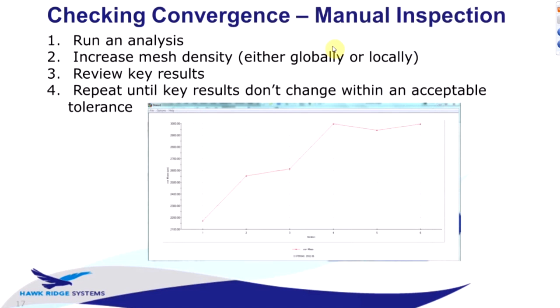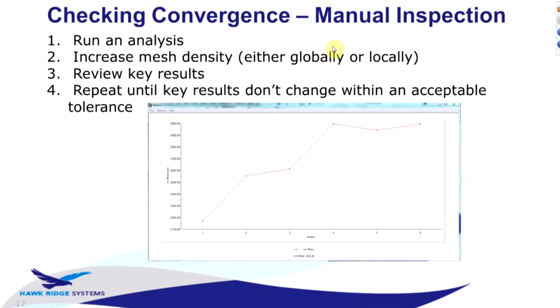So just to dig a bit deeper here, again, the manual inspection method would really be basically to run an analysis and then go back and increase the mesh density, either by putting mesh controls in or just by globally refining the mesh, and then run the analysis again and review those key results, so whatever the important result of your analysis is, like the maximum stress, for example. And you basically repeat that process until you don't see those results changing significantly anymore.